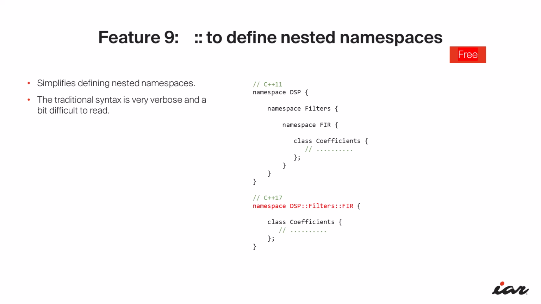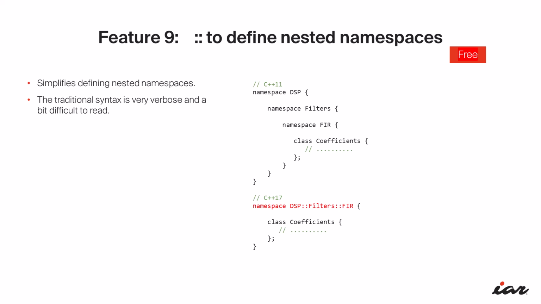This is a nice one. You can use double colon to define nested namespaces. And this greatly simplifies defining nested namespaces, since the traditional syntax is quite verbose and a bit difficult to read.